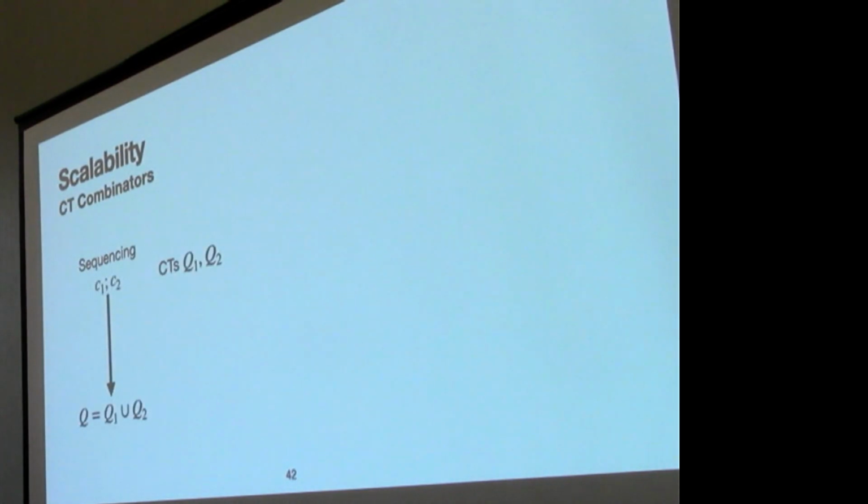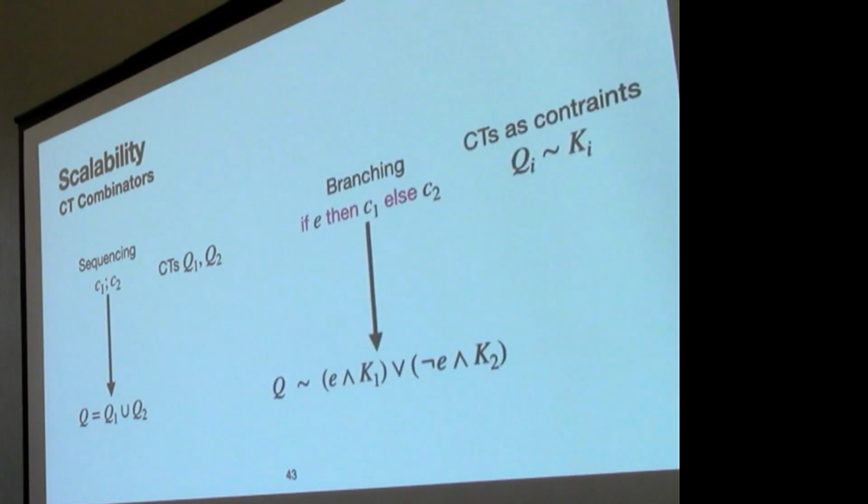And another approach to scale is basically to study how the structure of the program affects completeness thresholds. So we call that CT combinators. Let's say that your program is a sequence consisting of two subcommands, C1 and C2, and let's say you already have CTs, Q1 and Q2, for each. Then it's clear that the completeness threshold for the sequence is just a union of both. It's similar for control structures.